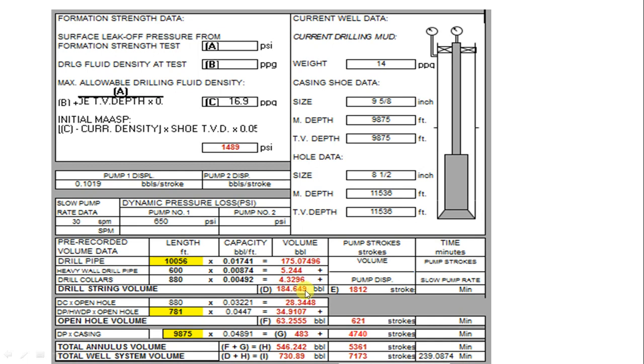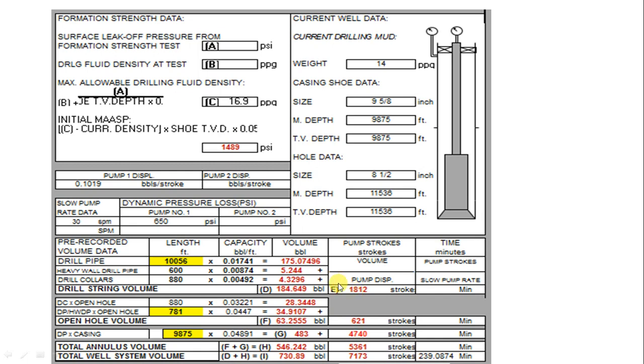Here's the total volume. This total volume is per barrel, and we need strokes. So we divide this total number by the pump displacement here. It will give you the pump strokes from the surface to the pit. And this is the second requirement. So the number of strokes from surface to the bit, take this number and put it in the answer sheet.